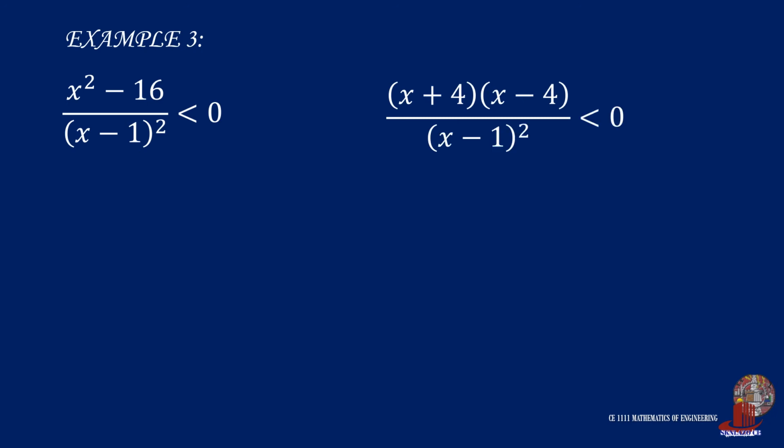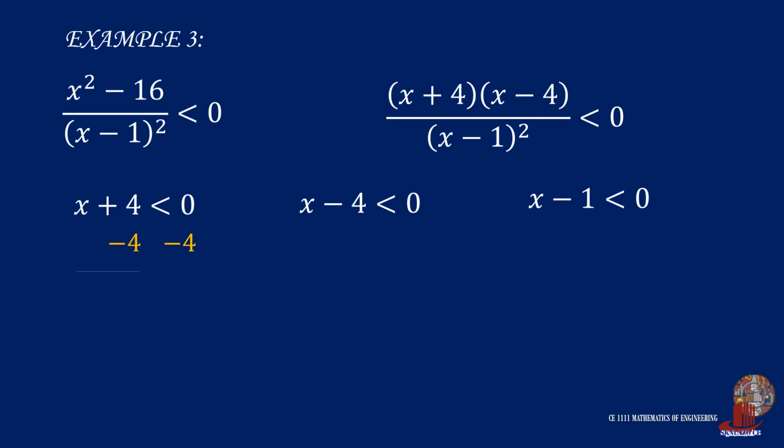The next example has the square of x less 16 all over the square of x minus 1, and this is less than 0. The numerator has difference of two squares, so we can expand it as x plus 4 and x less 4. The denominator has a repeated term of x minus 1. We can now equate terms in the inequality. So from the numerator, we have x plus 4 is less than 0, and x minus 4 is less than 0. From the denominator, we have x minus 1 is less than 0.